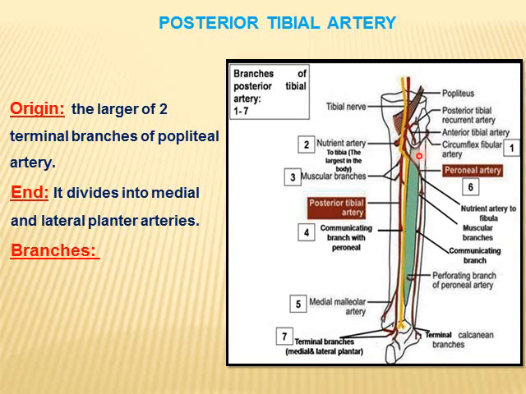circumflex fibular artery around the neck of fibula, nutrient artery to the tibia, which is the largest nutrient artery in the body, muscular branches to the muscles of the posterior compartment of the leg, communicating branch with the peroneal artery, medial malleolar branch, peroneal artery, and finally two terminal branches, medial and lateral plantar arteries.